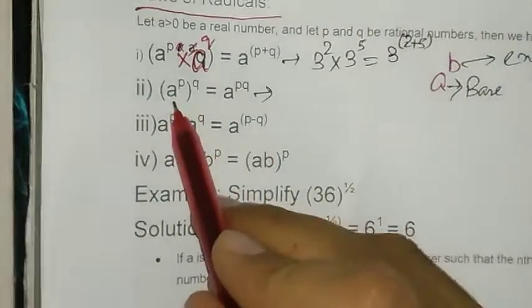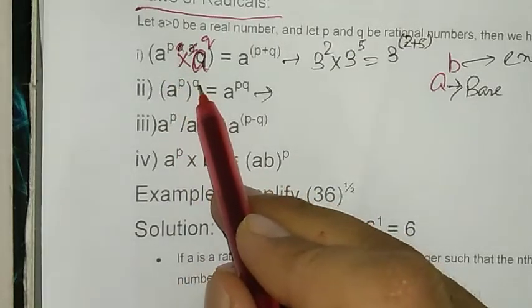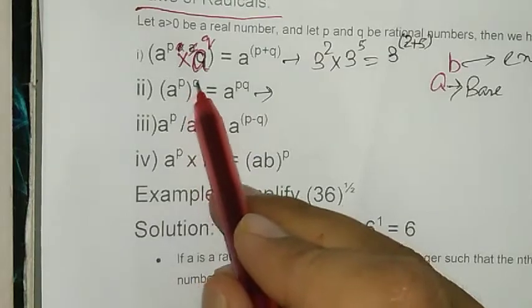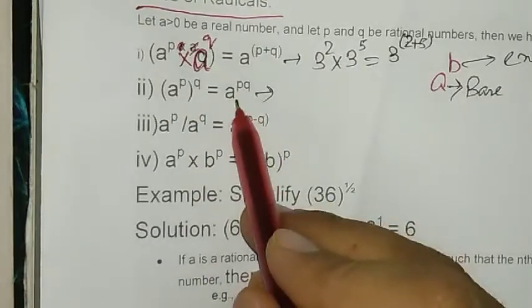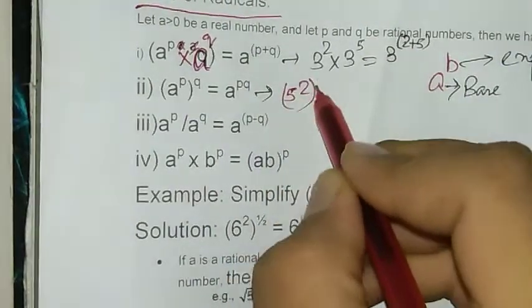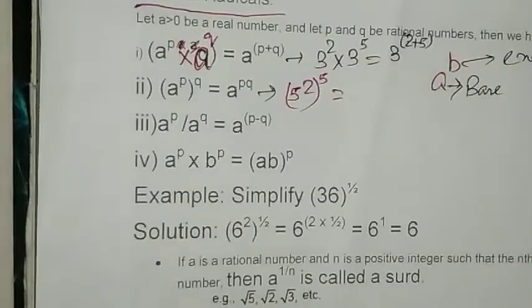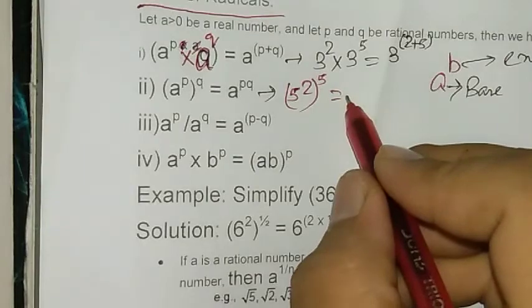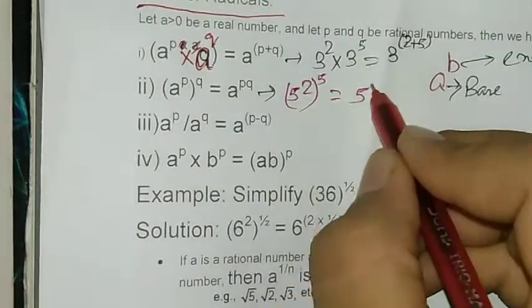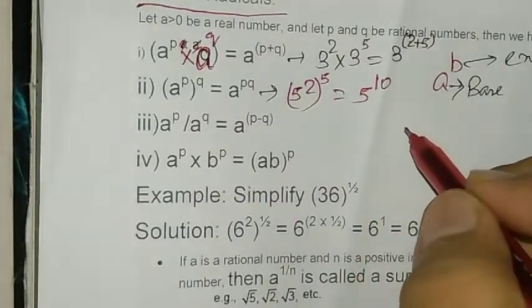Now the very next one. A number is there, it has a power, and to the whole there is another power. So these two powers will get multiplied with each other. Suppose 5 square is there and then the whole power 5 is there. What will be there? This 5 will be there as it is, 2 into 5 becomes 10. So 5 power 10 will be the answer.